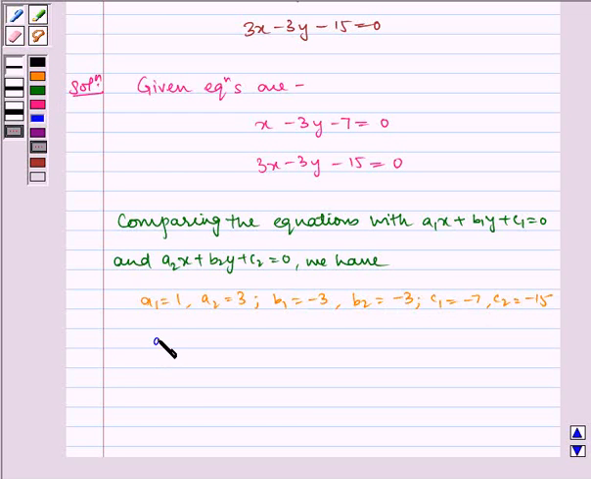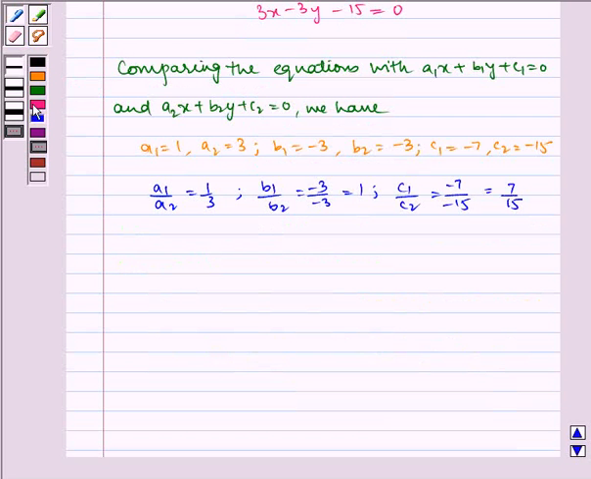Now a1 by a2 is equal to 1 by 3, b1 by b2 is equal to minus 3 by minus 3 which is equal to 1 and c1 by c2 is equal to minus 7 by minus 15 which is equal to 7 by 15. Which implies a1 by a2 is not equal to b1 by b2 as 1 by 3 is not equal to 1. So, it implies a unique solution.